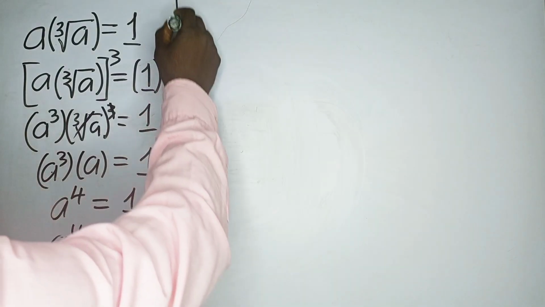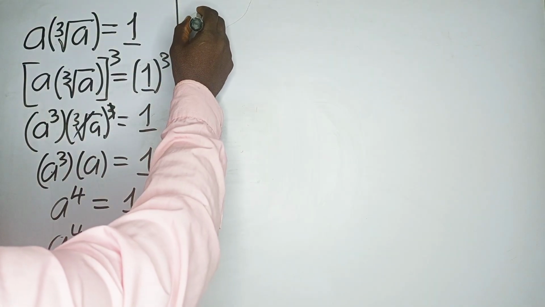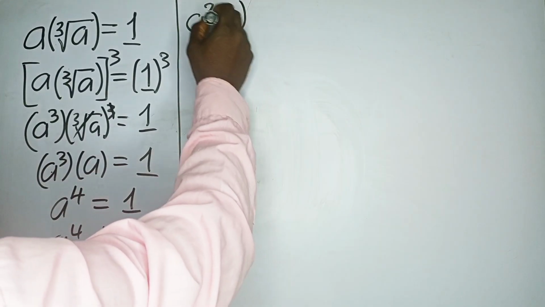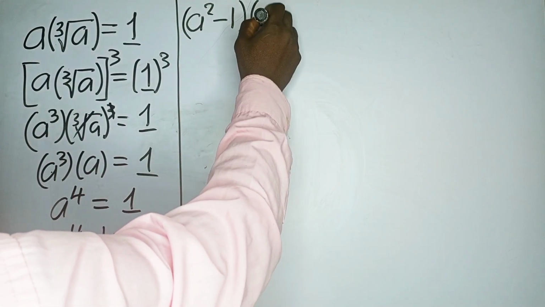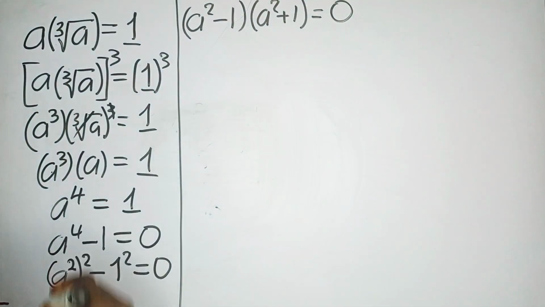Now, when we apply the difference of squares identity, we obtain a squared minus 1 times a squared plus 1 is equal to 0. That is what we get when we apply the difference of squares identity here.